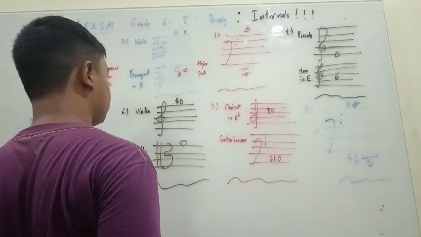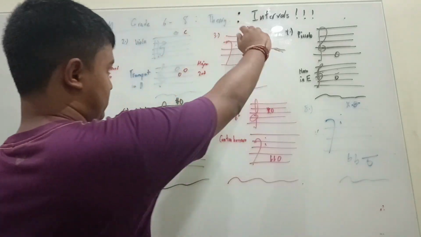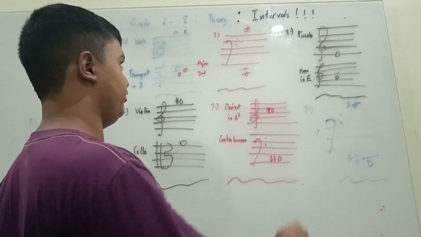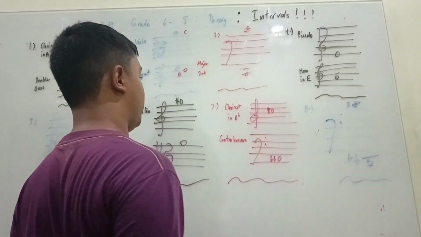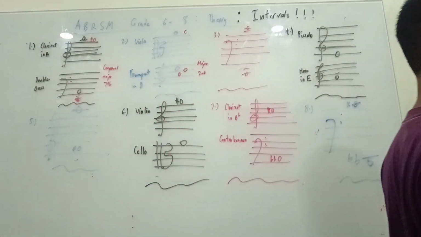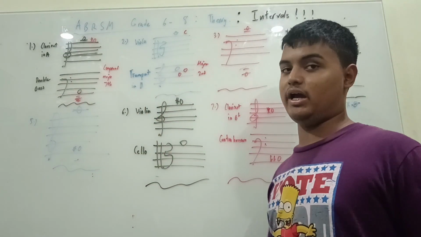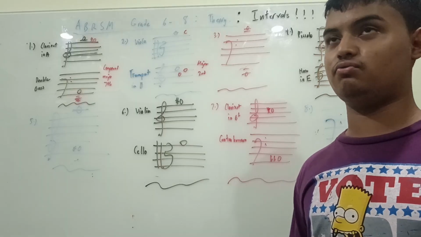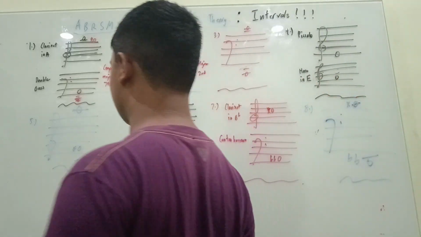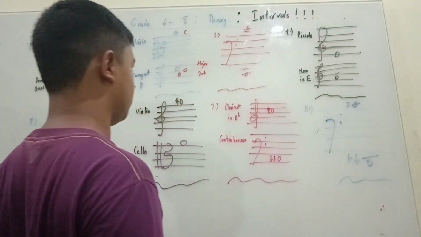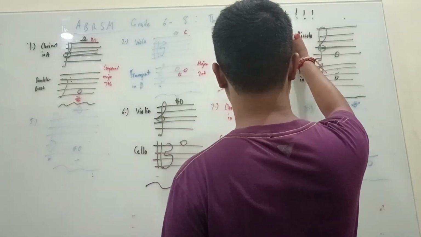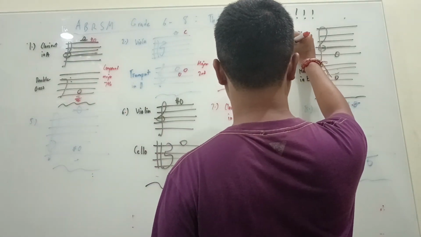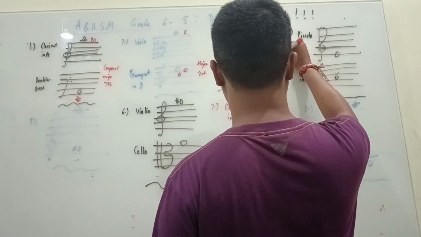Alright, now this one is the piano example. We have a really low C and a really high E, so we know that's definitely going to be compound. And it's not going to be perfect because we don't have a 4th, 5th, or 8th. And we know a normal C to E sounds major. So the answer here is going to be a compound major third.